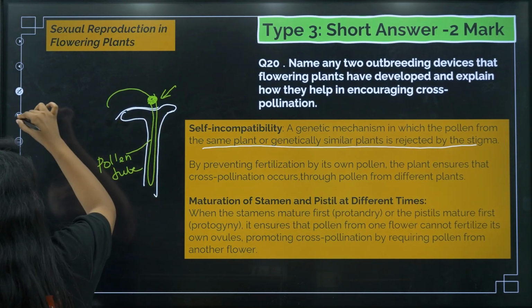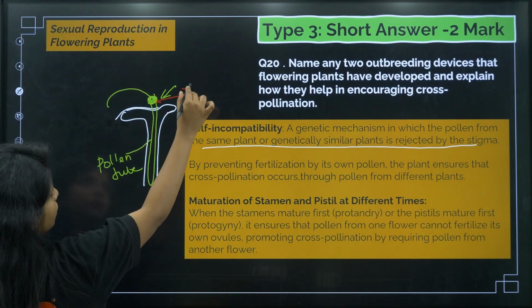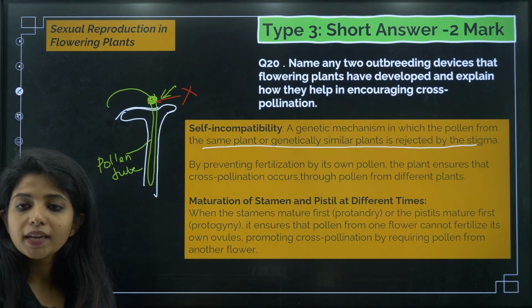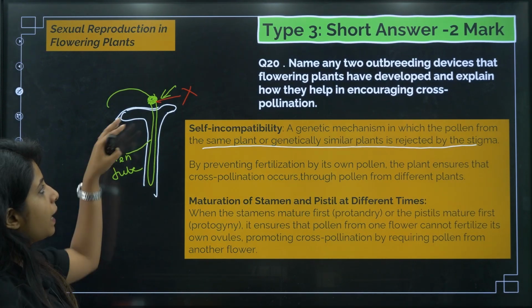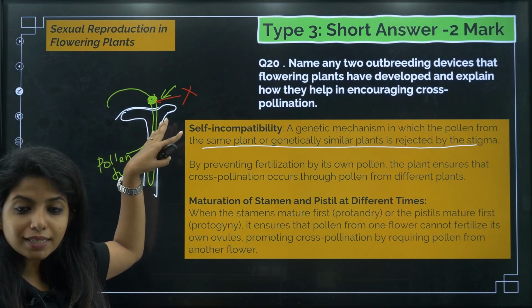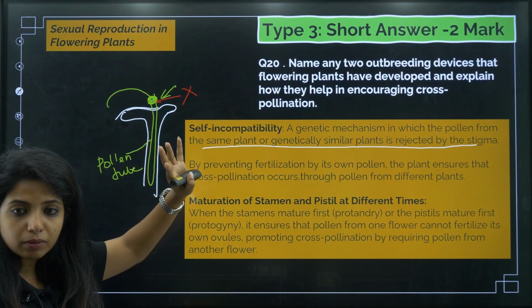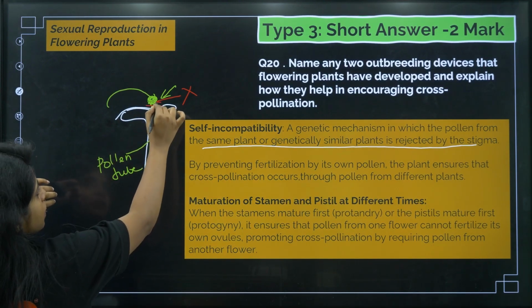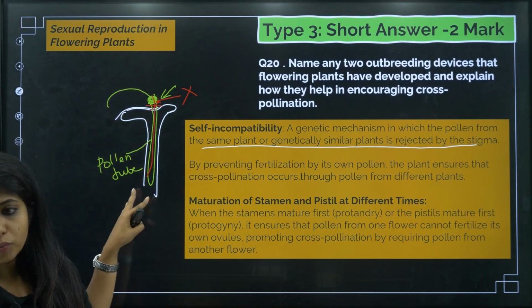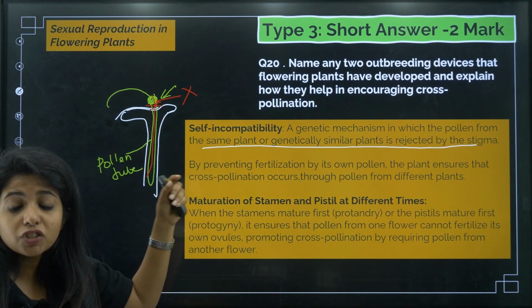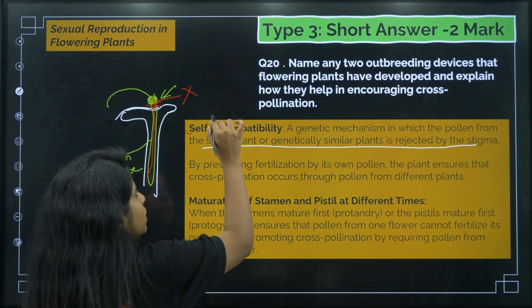If this is not good, then pollen tube formation will not happen. So now the plant itself has said no more same type of pollen or pollen from the same species. I don't want that. So obviously they won't be able to form the pollen tube. This is known as self-incompatibility. This is a genetic mechanism that has been done by the plant itself.